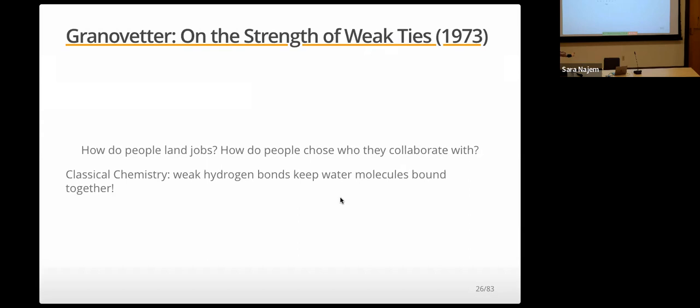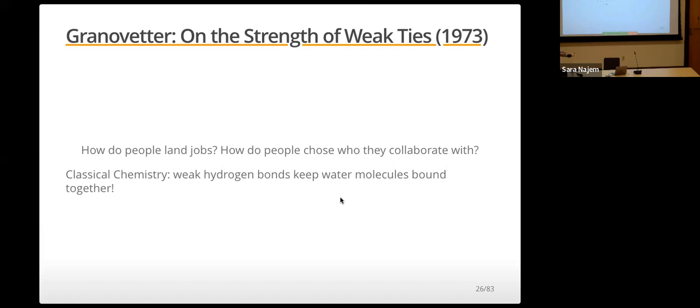A bit later than this, whatever was brewing in science fiction and somehow social science, you're going to see that some science fiction had affected this network science in funny ways. There's also another sociologist who was thinking about how important weak ties are to our social interactions, like how we land jobs or how we choose people we collaborate with.